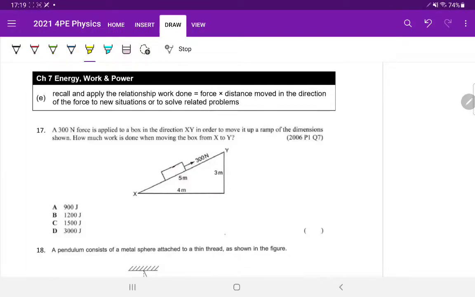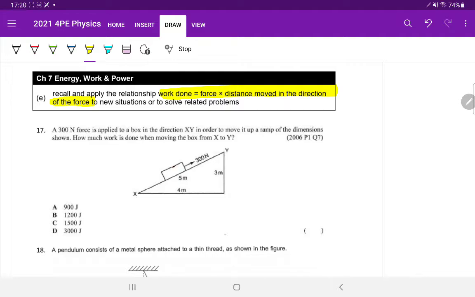Alright, so now we're talking about 7e. Require and apply the relationship, work done equals force times distance moved in the direction of the force, to new situations. This is super important that you understand the distance is the distance moved in the direction of the force. It's not just any distance, but the distance that is moved in the direction of the force. Okay, but before we even go there, what is work done?